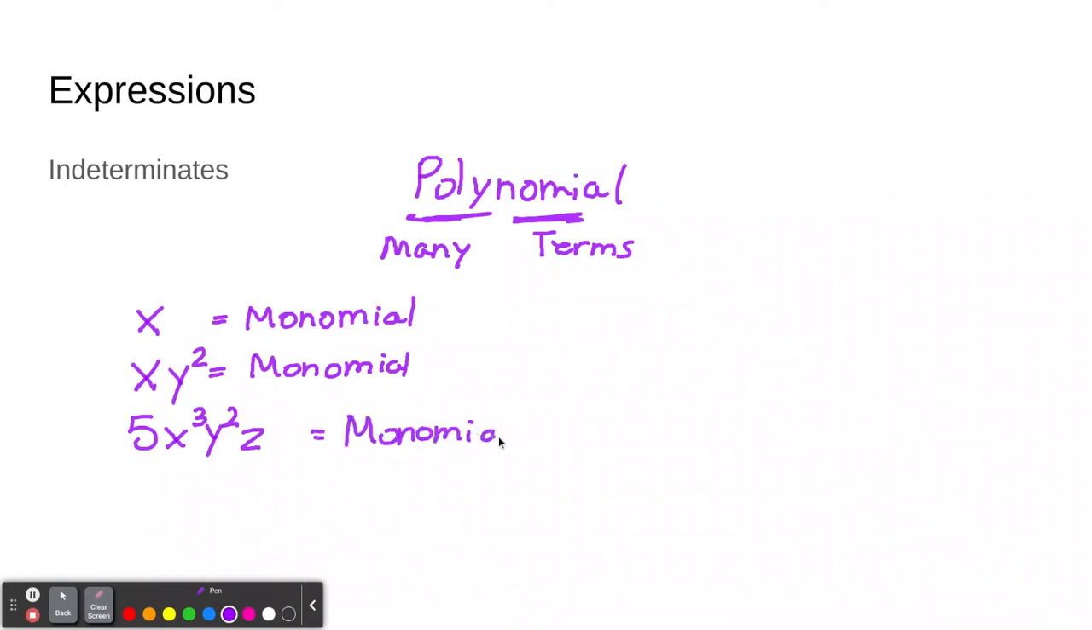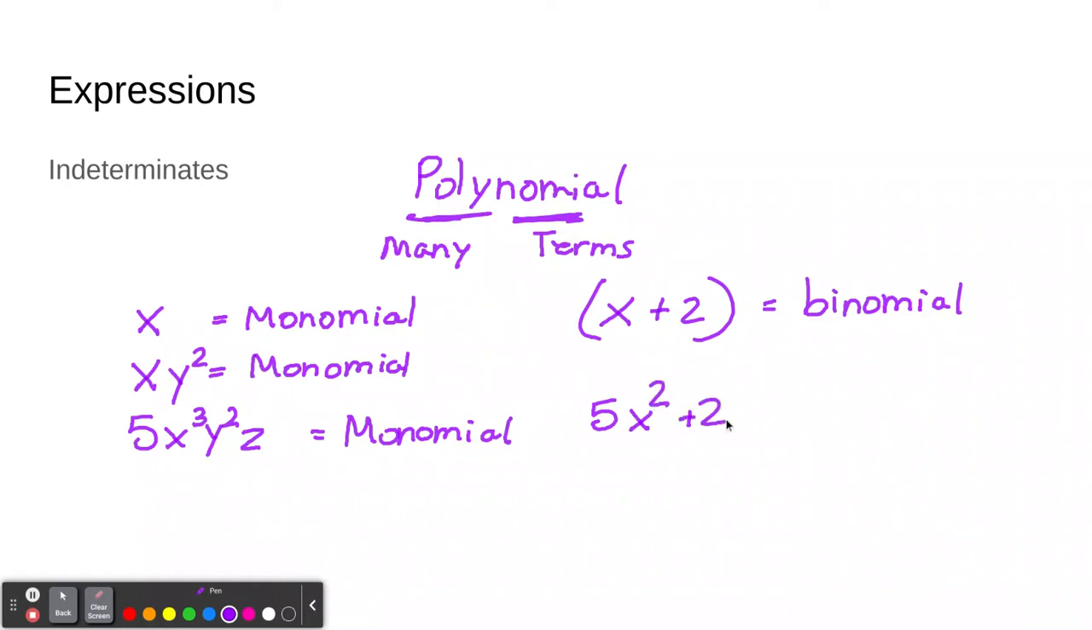Because what is the rule? We said it has to be separated by a plus or a minus. I don't see a plus or a minus here. But once you see a plus or a minus, then you know you have another term. So if I gave you x plus 2, that is a binomial. And of course, they're all polynomials. What if I gave you 5x squared plus 2y minus 7? How many terms do we have? We have 3 terms, and the highest degree is 2. And when you have the highest degree of 2, you know that it's going to be quadratic.